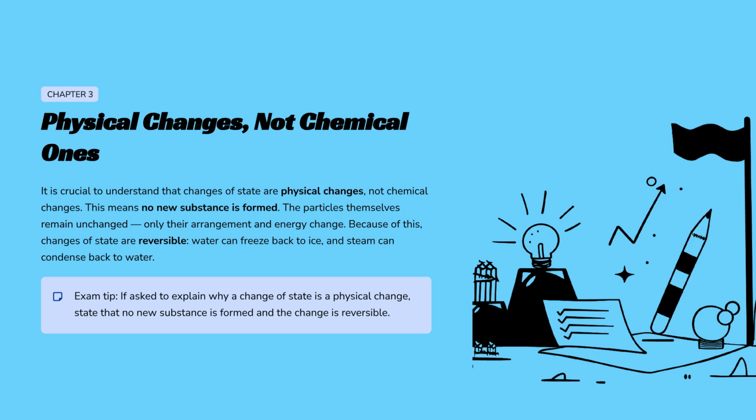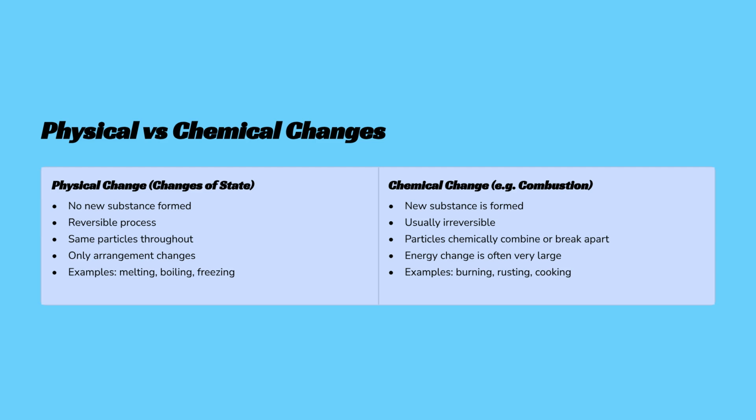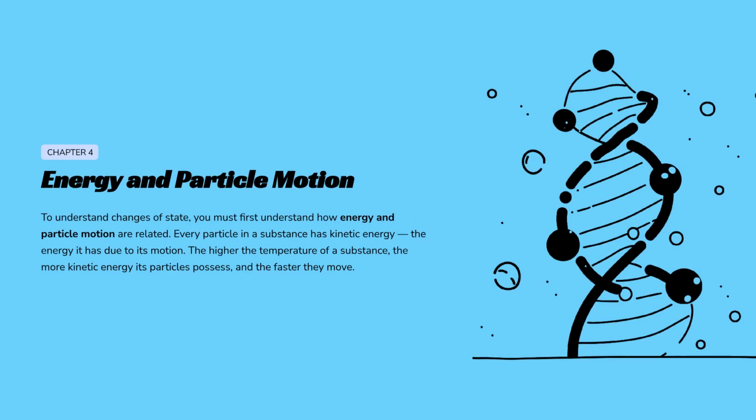It is important to understand that changes of state are physical changes, not chemical ones. This means no new substance is formed, and the process is reversible. This table contrasts physical and chemical changes. Physical changes, like melting or boiling, involve no new substances and remain reversible, while chemical changes like burning or rusting create new substances. To understand changes of state, consider particle motion.